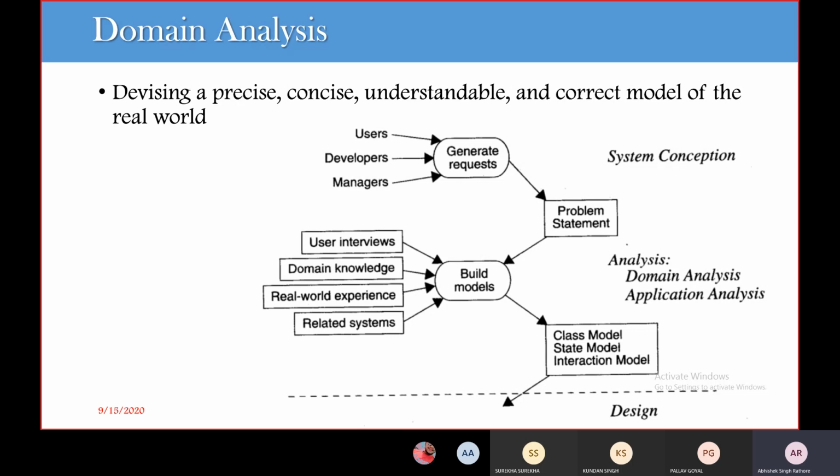Then we'll require real world experience, and we have to gain some knowledge right from some legacy system, or a related system, or the existing system. So we'll gather all those information right from real world experience and related systems. So we'll combine the user view, our domain expert view, and the existing system view, so that can help to build our model. And then finally we have three different models available, that are class model, state model, and interaction model. So this is our phase of analysis.